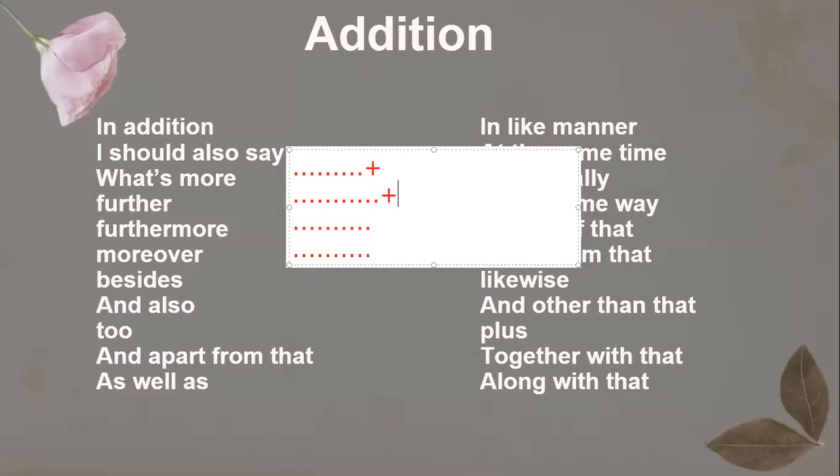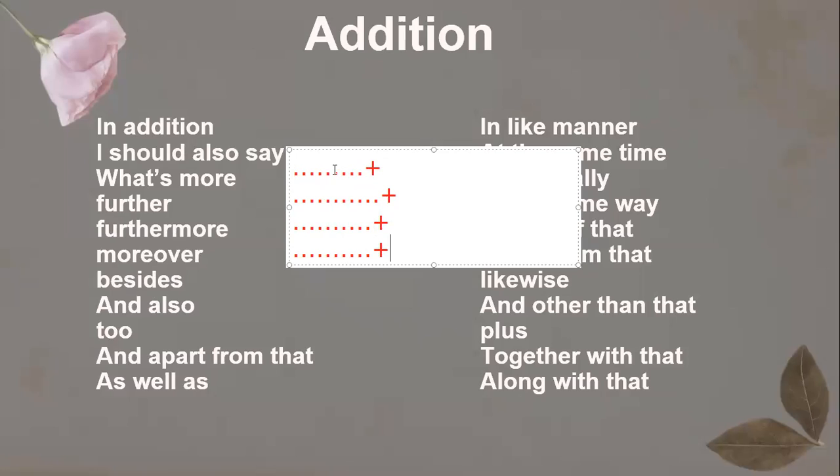And after this also you can put a plus mark, and after this. So this is what we call addition. Instead of this plus mark, you can use one of these set phrases. For example, you can say, my name is Gamini. What's more, I live at Ragama. Furthermore, I have two brothers.